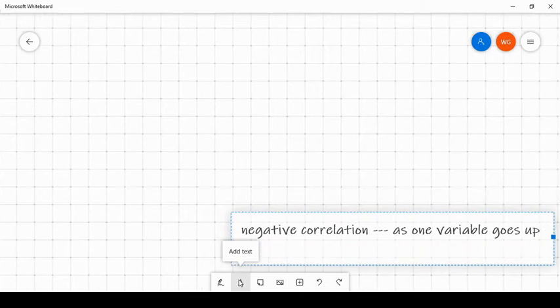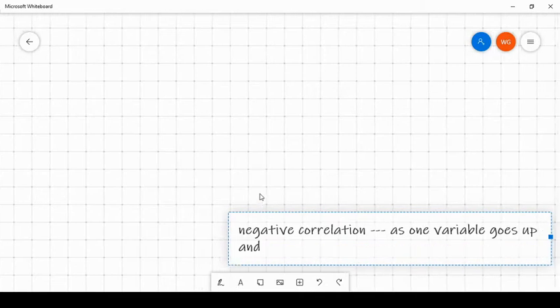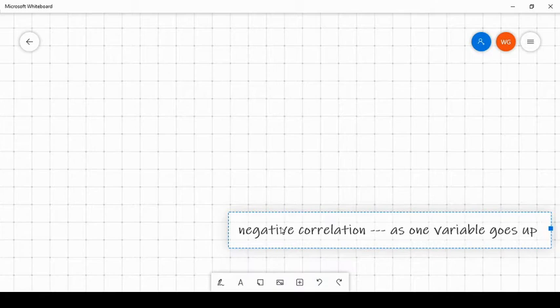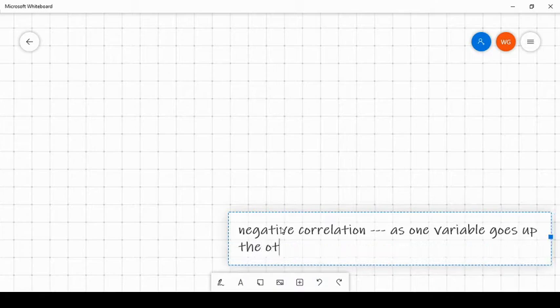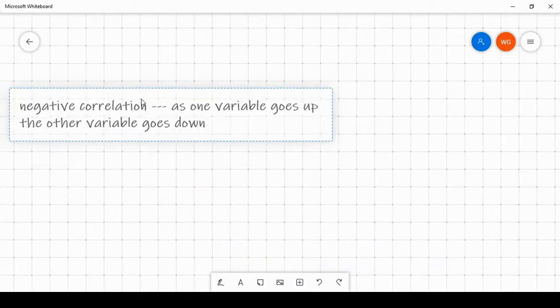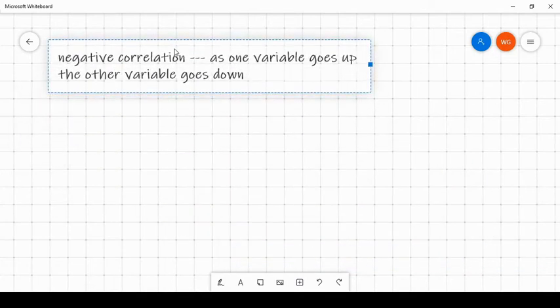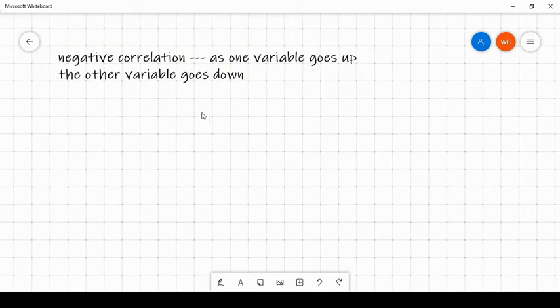Can you think of any type of relationship that would produce negative correlation? So you're thinking of a situation where as you increase one of the variables, the other variable goes and decreases. Let me give you an example of something that might work like that.